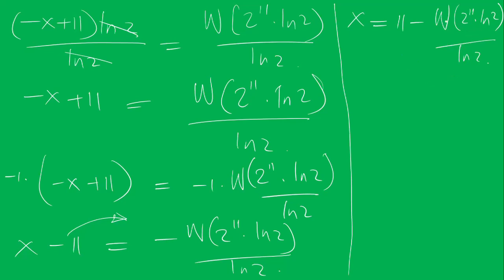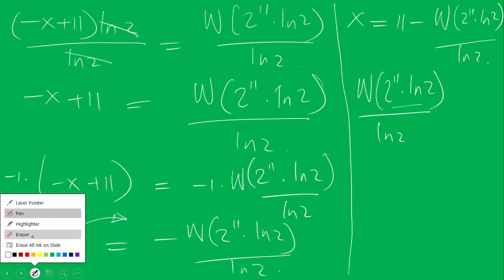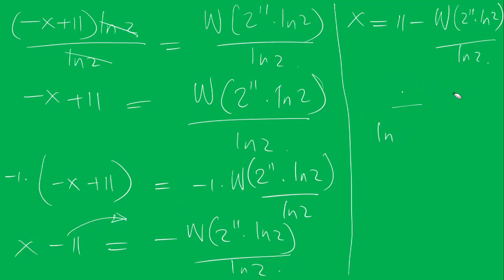Now this expression can be further reduced. Now let's look at this expression here: Lambert W of 2 to the power 11 times natural log 2 divided by natural log 2. If I express this, I can further express it. Okay, let me just leave it like this. This is the value for x.